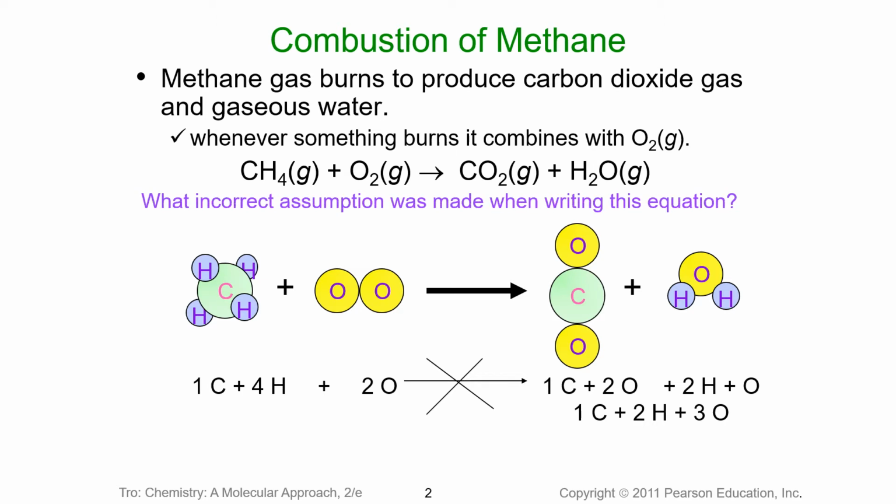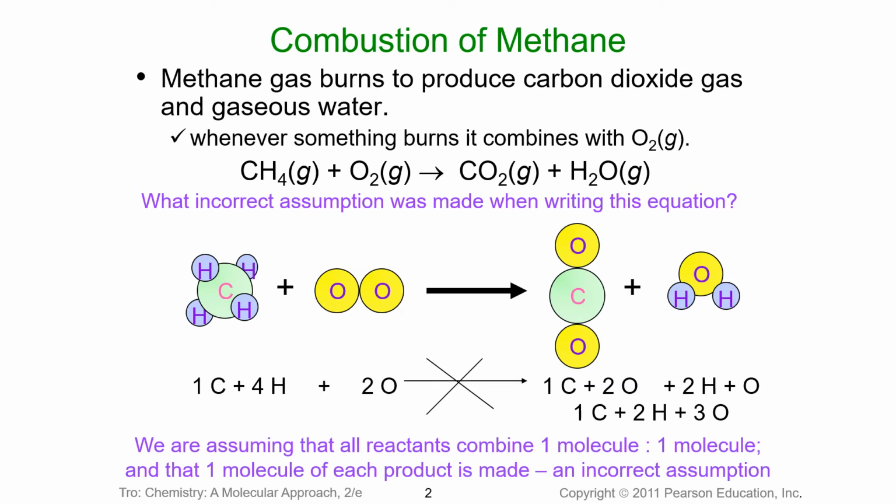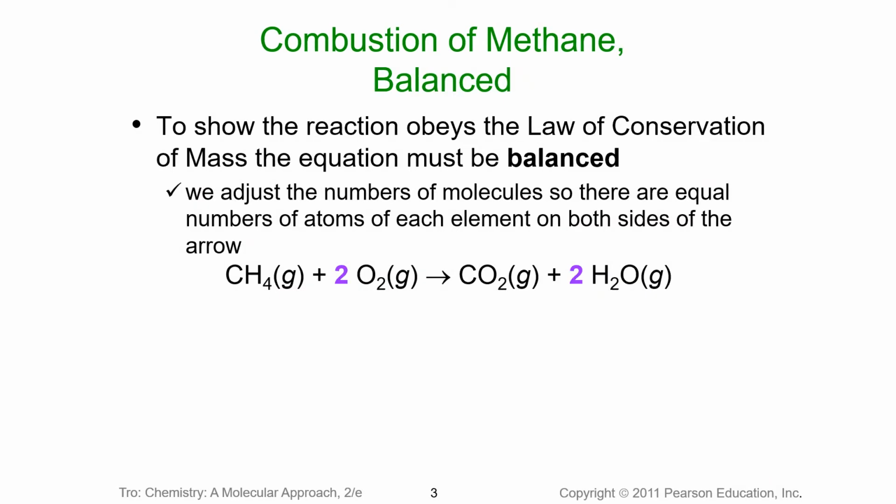We're making a wrong assumption. The assumption we made is that there's one of each of these molecules. So we're assuming that we're combining one molecule of methane, one molecule of oxygen, and producing one molecule of each of the products. This is an incorrect assumption. We need to balance this chemical reaction.